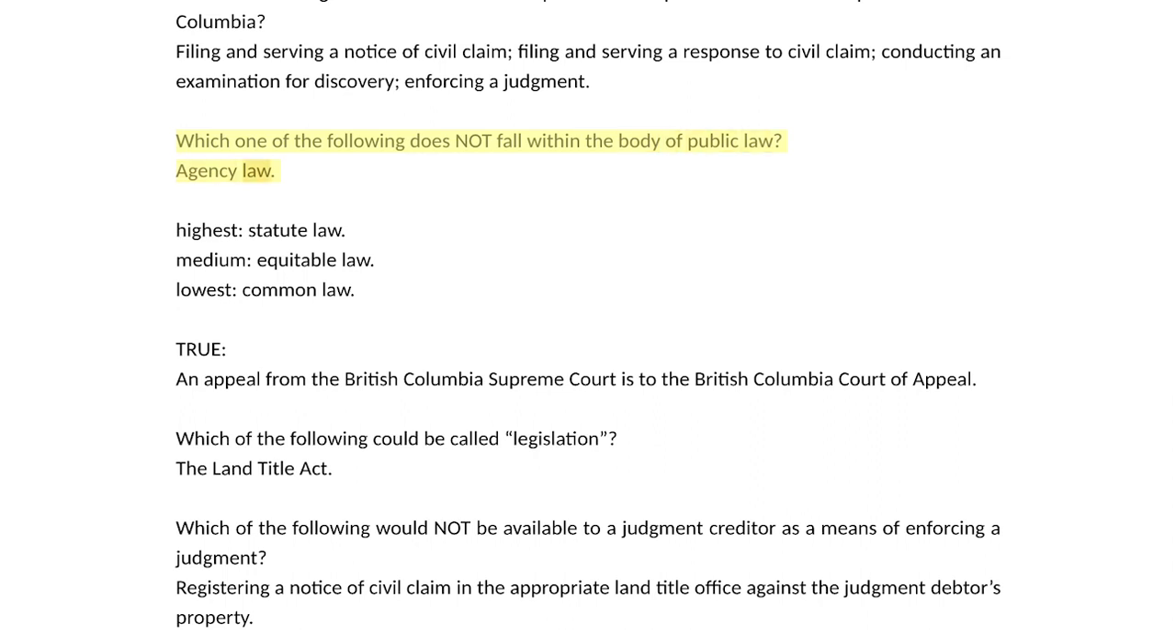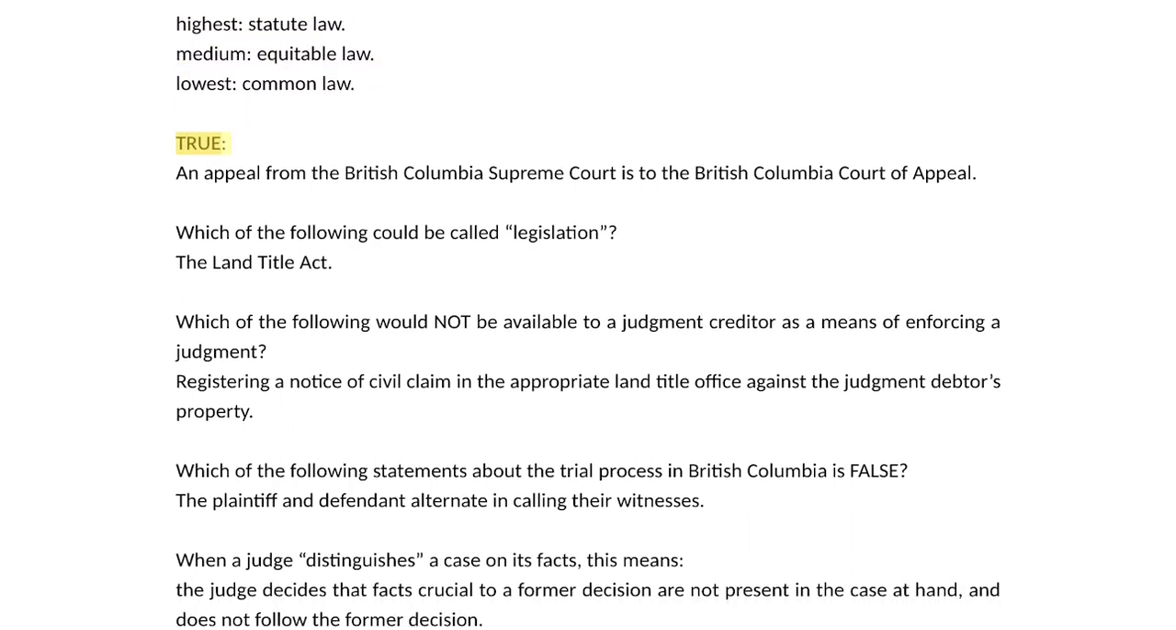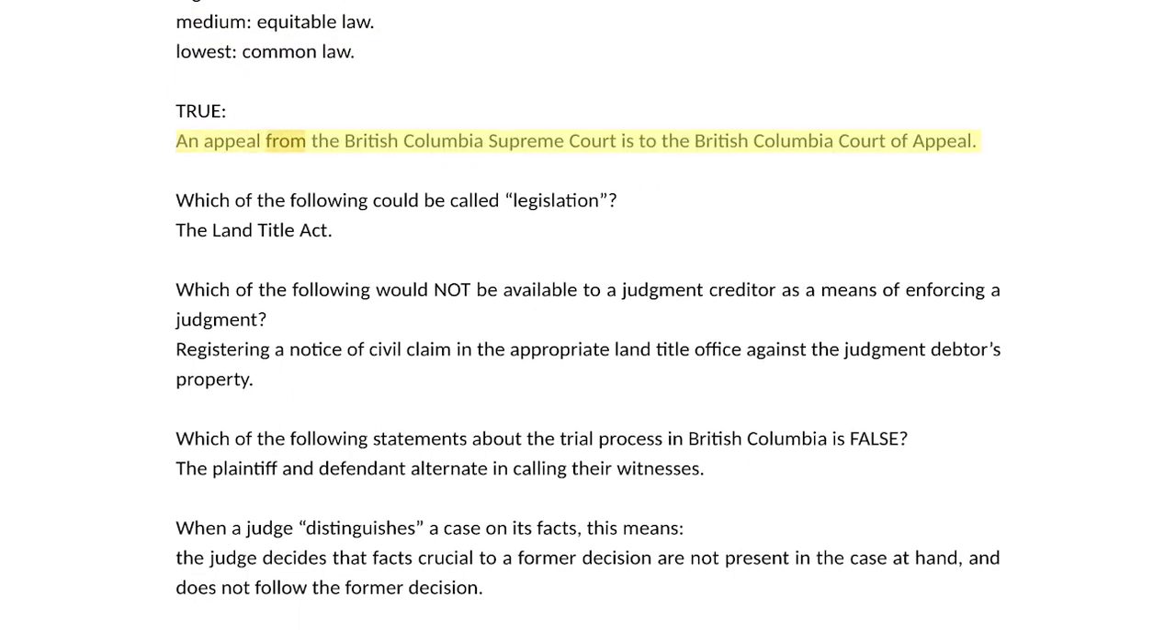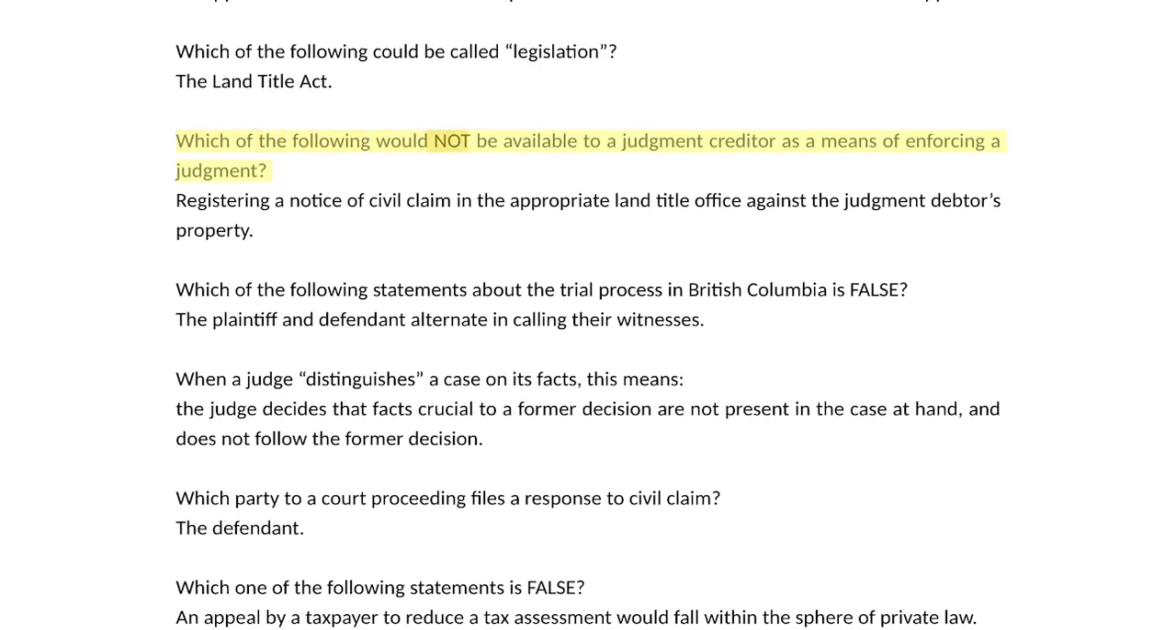Agency law. Highest, statute law. Medium, equitable law. Lowest, common law. True. An appeal from the British Columbia Supreme Court is to the British Columbia Court of Appeal. Which of the following could be called legislation? The Land Title Act.